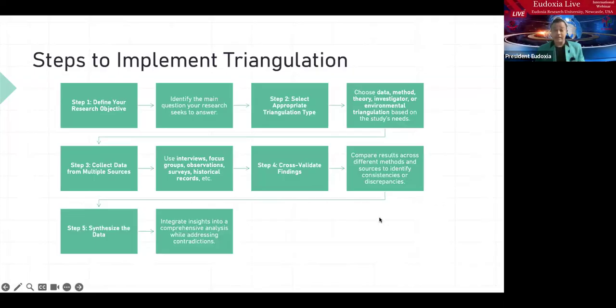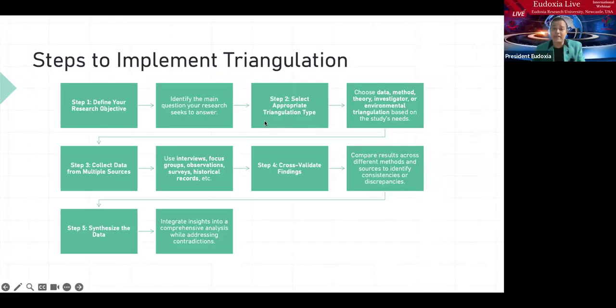Now the steps, this is very important. Now we are understanding the steps. I have explained how it is, why it is. Now the steps for triangulation: how you can make the triangulation in your qualitative research design. First, step number one, define your research objective, and identify the main question your research seeks to answer. We call it the central question of qualitative research design. In qualitative research design, we keep this one central question. Then we move forward.